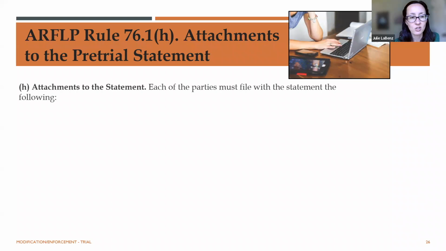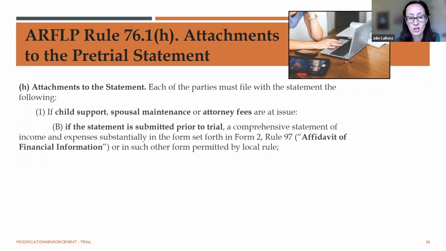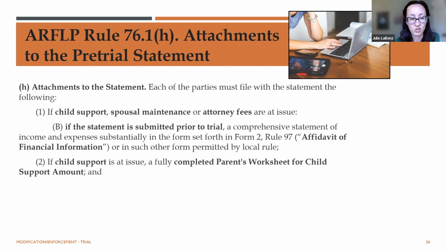There's also certain attachments that you need to include with the pretrial statement. So if child support, spousal maintenance, or attorney's fees are at issue, you need to attach your affidavit of financial information. And then if child support is at issue, you need to attach your completed parents' worksheet for child support amount. So if you're looking to enforce child support, you would attach the underlying child support worksheet with the amount that was ordered that the other side hasn't paid. If you're looking to modify child support, then you would attach a worksheet with your proposed modified amount.